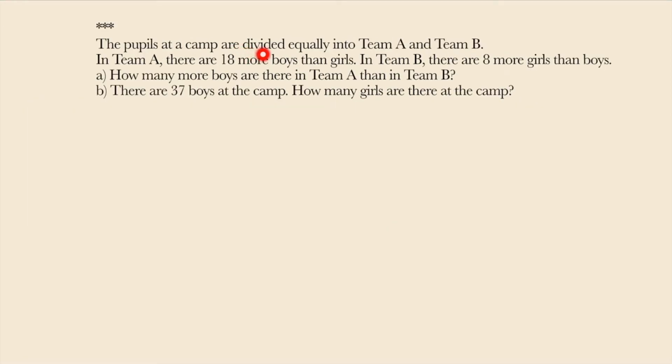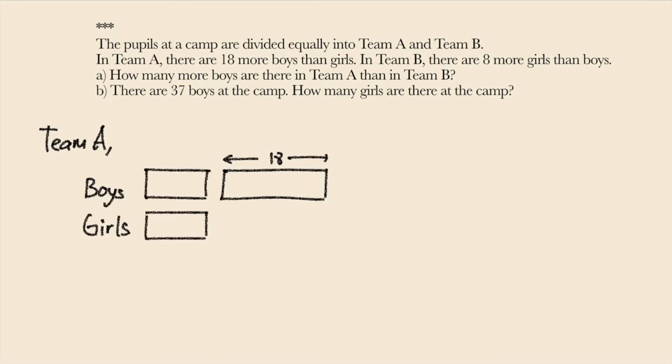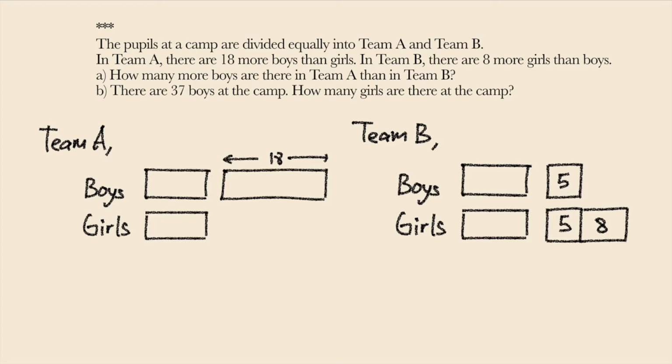The pupils at a camp are divided equally into A and B. Now, what this tells me is that the total pupils in A is equal to the total pupils in B. First we are told that there are 18 more boys than girls in Team A. Next, in Team B, there are 8 more girls than boys.